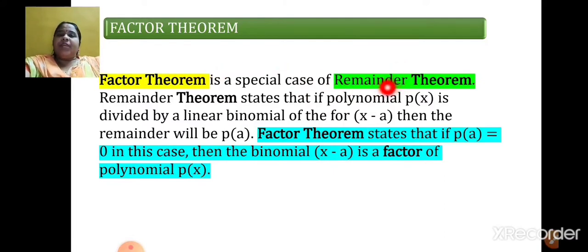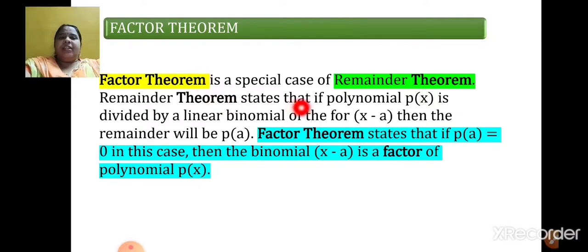Remainder theorem, when I substitute the value, whatever answer I get, that will be remainder. Factor means what? Factor means when I divide a number by some other number, and if remainder is 0, then I can say it's a factor. For example, see, if I ask you, is 2 a factor of 8? What you will do? You will divide 8 by 2, correct? You will get 4 as a quotient and remainder as 0. Since remainder is 0, I can conclude 2 is a factor of 8. Exactly same thing is done here.